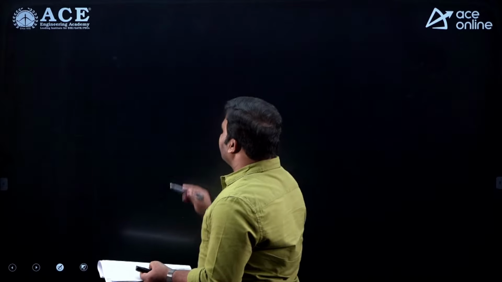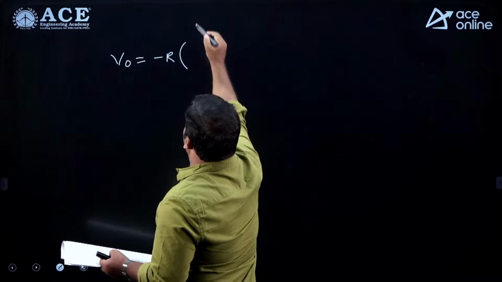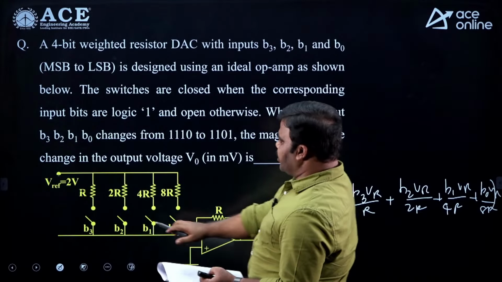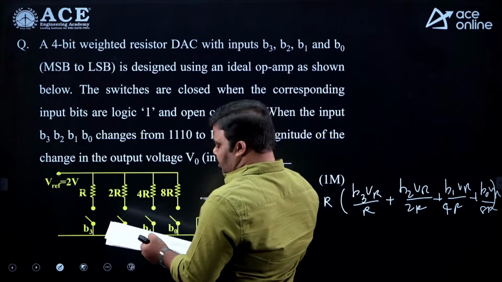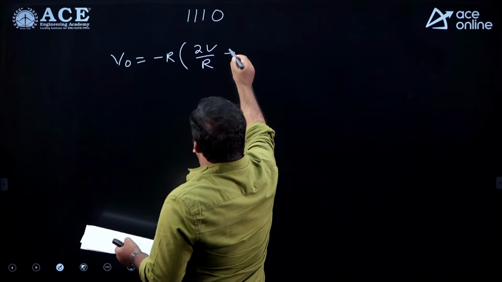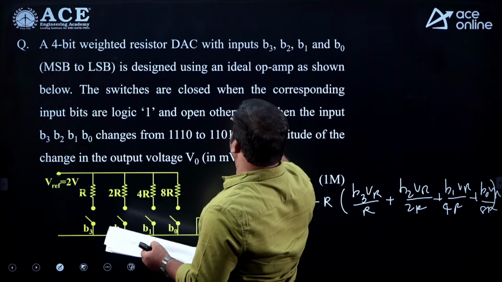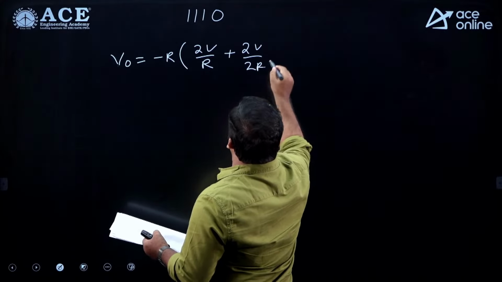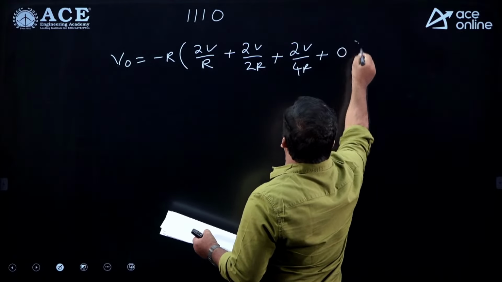So the output voltage is equal to minus R into, for 1110, VR is 2 volts divided by R, plus the next bit is also 1, so 2 volts divided by 2R, the next bit is also 1, 2 volts divided by 4R, plus the next bit is 0, that is the voltage we get.